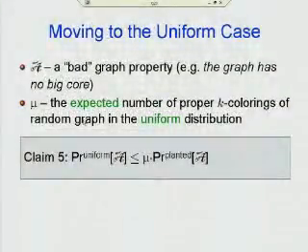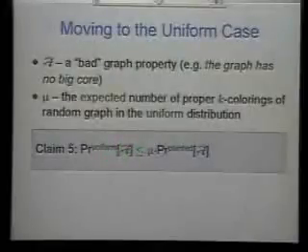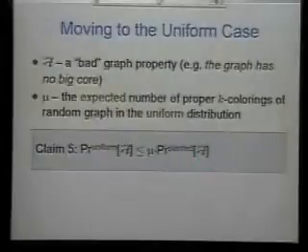Then what we prove is that the probability of A, think of it as a bad graph property, for example there is no big core, there are small graphs with a very large number of edges, some bad property that you don't want to have. The probability under the uniform distribution of this bad property is at most mu times the probability in the planted setting.